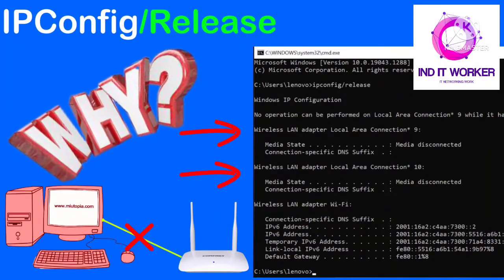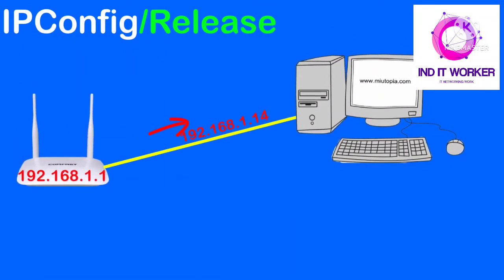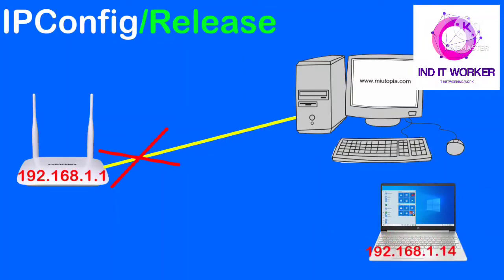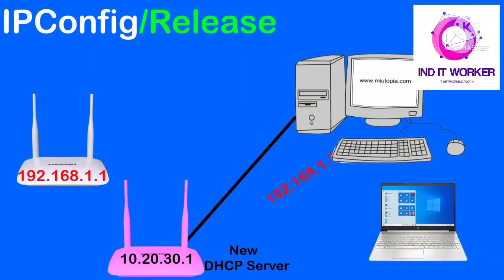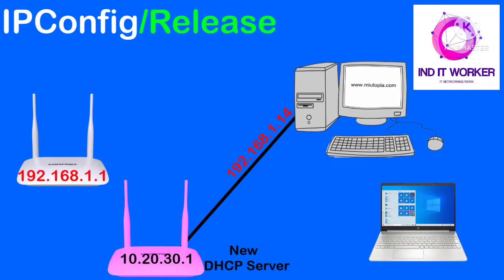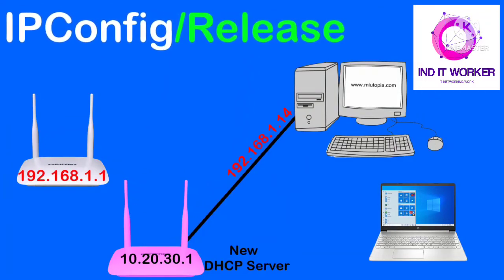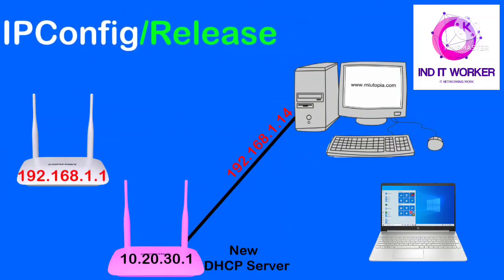Why do we need to do that? There can be many reasons. My PC receives its IP via a DHCP server, and maybe now that DHCP server is not available, or someone gave that IP statically to another device, or we moved our PC from this network to another network and the PC still holds the old IP address, or whatever the reason. But if you want to release the old IP address from your LAN card, you need to use the command ipconfig/release. That's it for ipconfig/release.